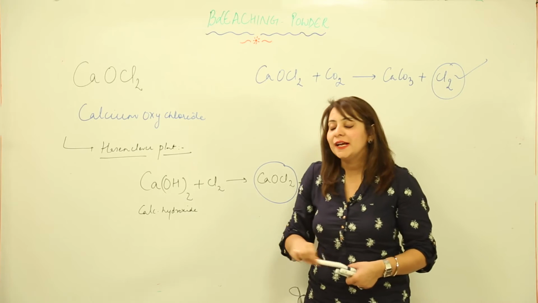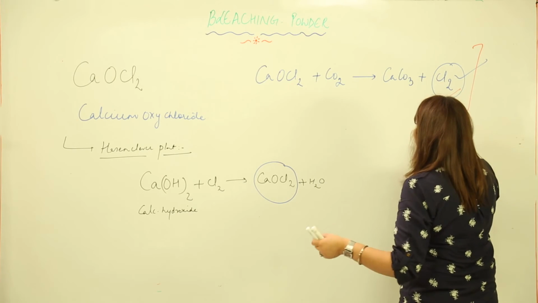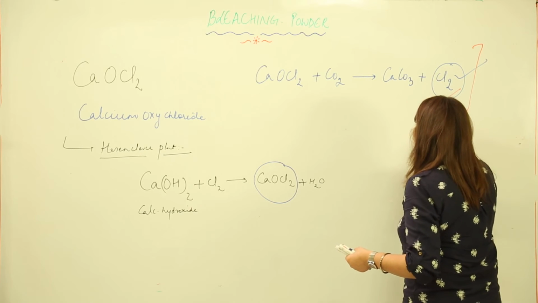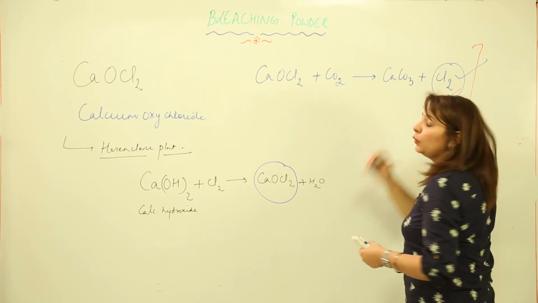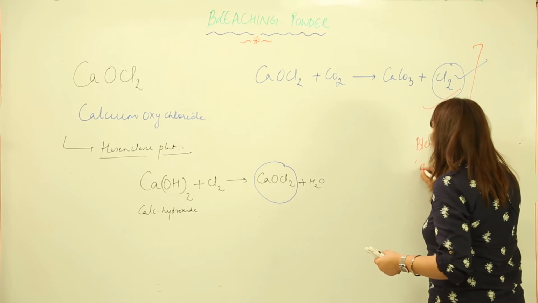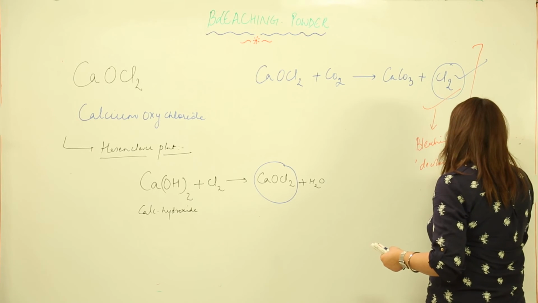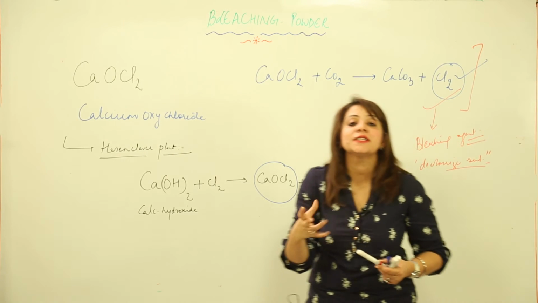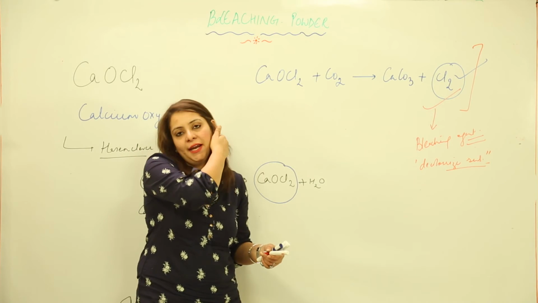And this release of chlorine gas makes it useful as a bleaching agent. Because when this chlorine escapes, it decolorizes the substance. That means we say it bleached the substance or bleached the cloth. So it is used as a bleaching agent.